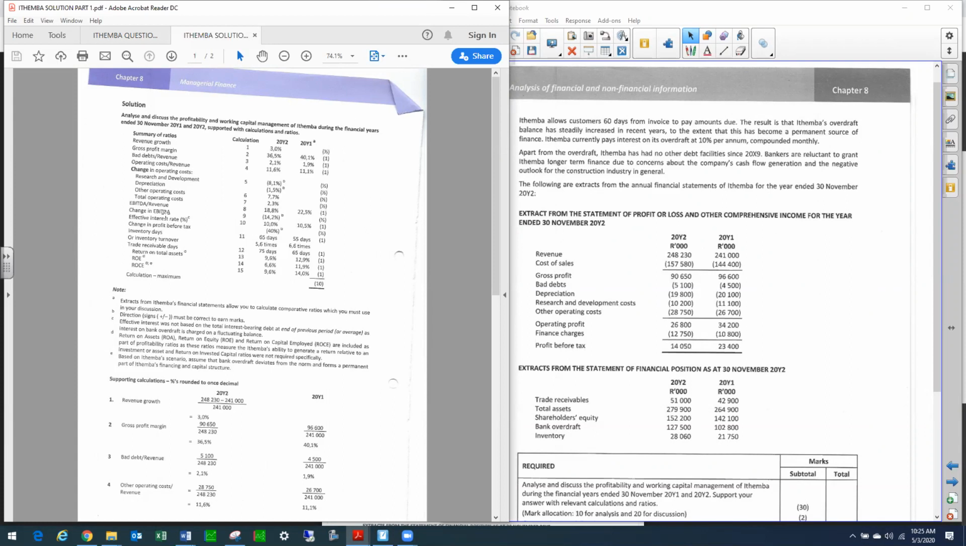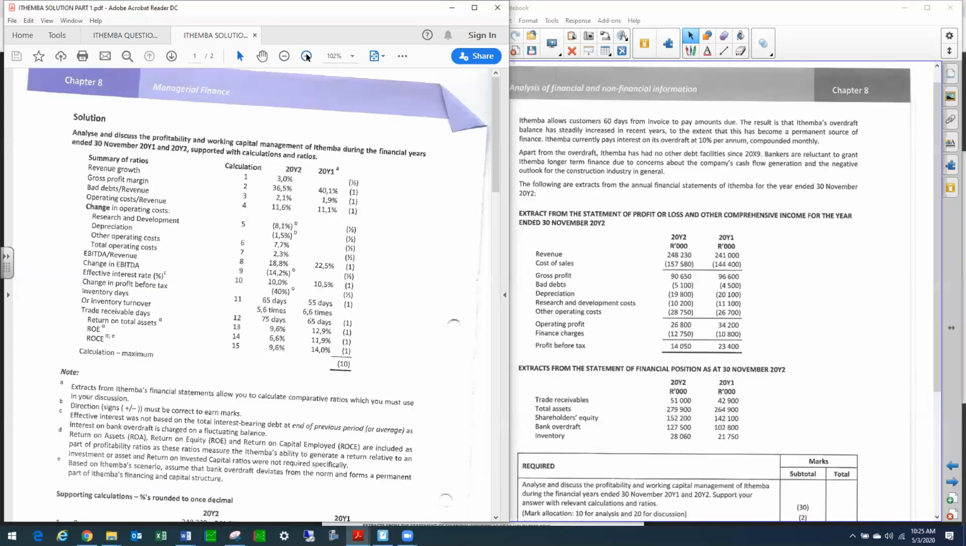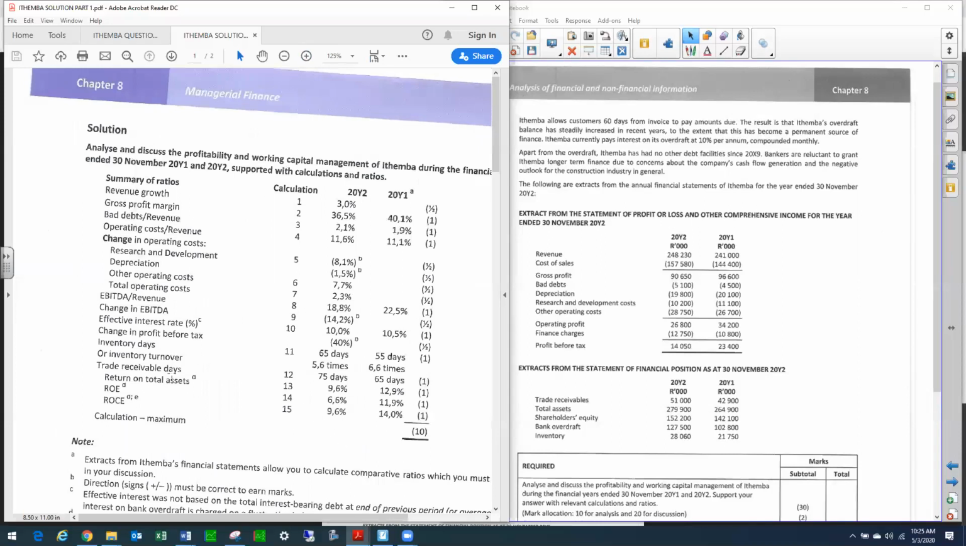Effective interest rate, they've done. Change in profit before tax. So guys, just the movement, 23,400 down to 14,050. That one is change in profit before tax. Guys, I'm sure most of you would have got inventory days, inventory turnover, trade receivable days. I'm sure you've got that. And then guys, I've got return on total assets, return on equity, return on capital employed. Now, there's 13.5 marks there, limited to 10.